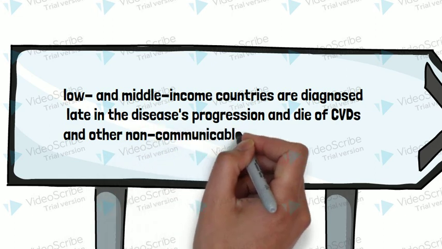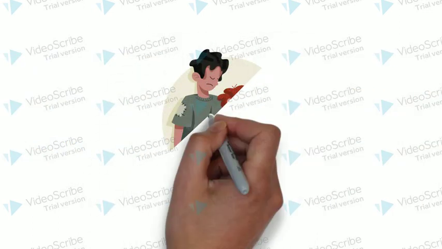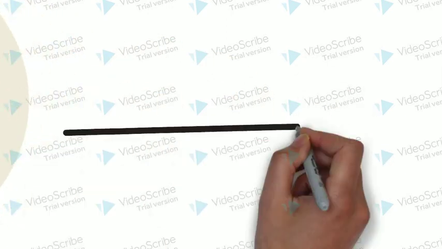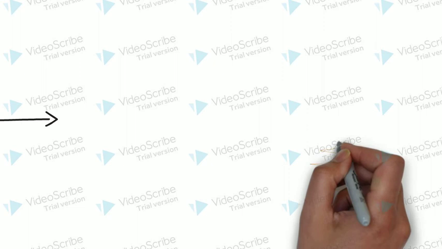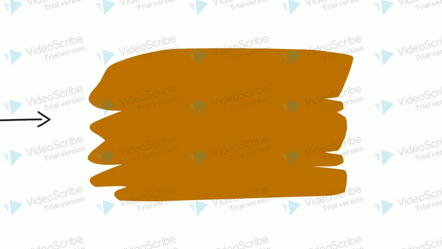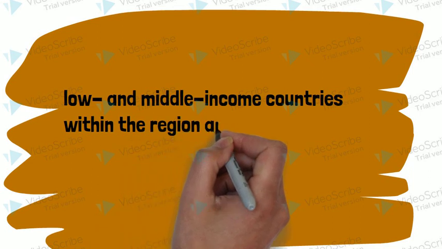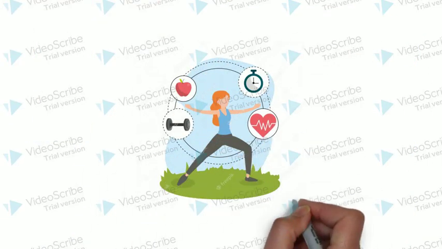and die of cardiovascular disease and other non-communicable illnesses at a younger age, typically during their most productive years. An example of this is in Mexico, Dominican Republic, and Ecuador, where the poorest income quintiles have higher risk of late detection of angina and other cardiovascular diseases. According to the WHO fact sheet in 2016, the poorest individuals in low and middle income countries within the region are the ones who are affected the most at the micro level.